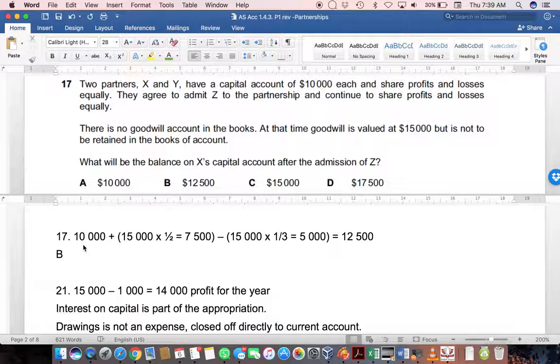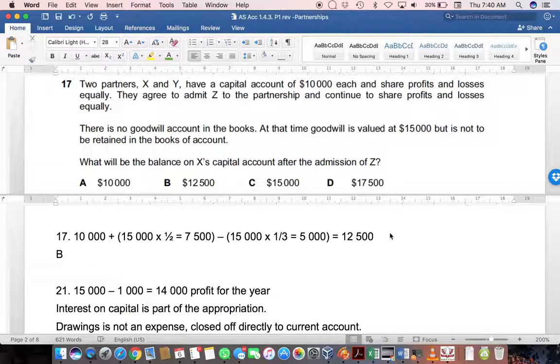Well, we'll obviously start, if we're looking at X, the capital is 10,000, so we'll use that as our beginning amount. We'll then say plus the goodwill of 15,000 times the old ratio of a half, means that X needs to be credited with 7,500. He needs to get the benefit of some of the goodwill, as does Y, because Z should not benefit from that goodwill at all. You then need to subtract their new share of the goodwill because you're going to leave it out of the books. So you say minus 15,000 times a third, which is 5,000. And at the end of the day, the capital has now increased from 10,000 to 12,500.